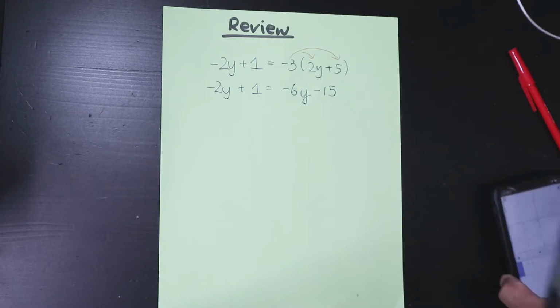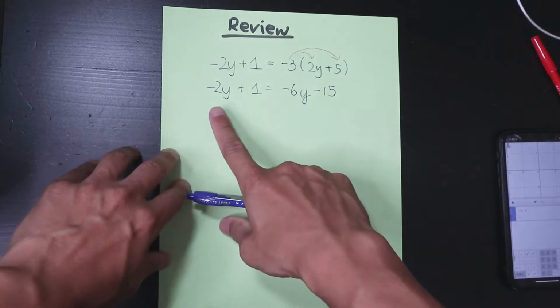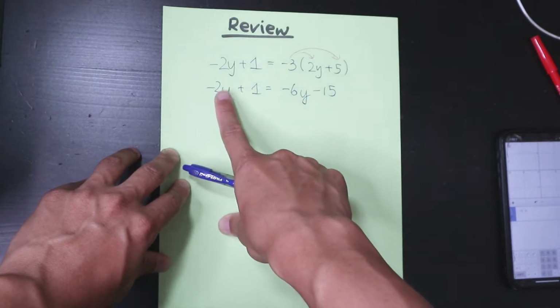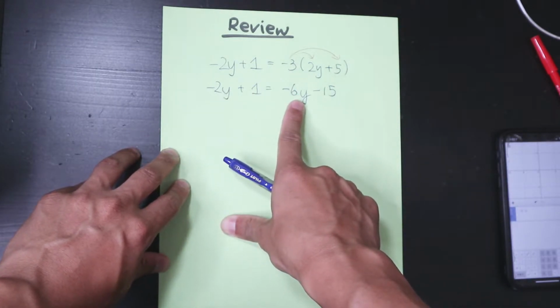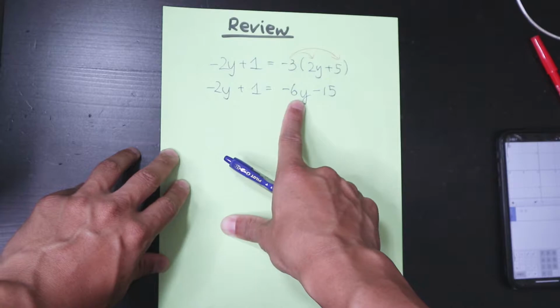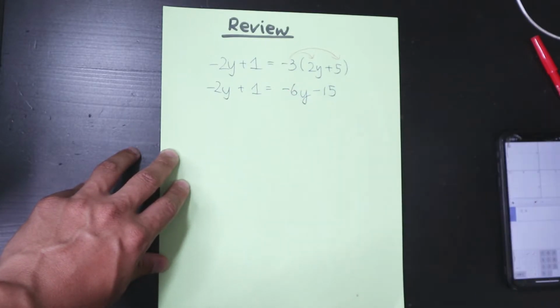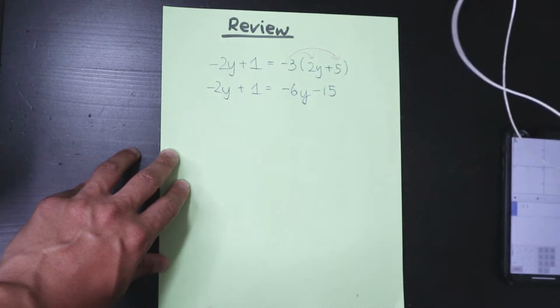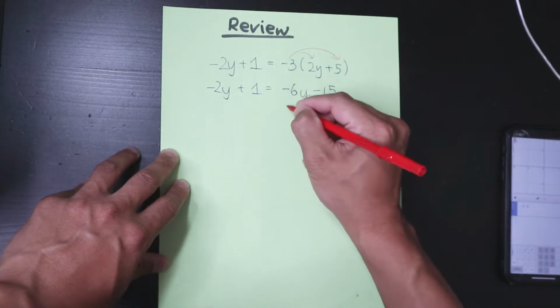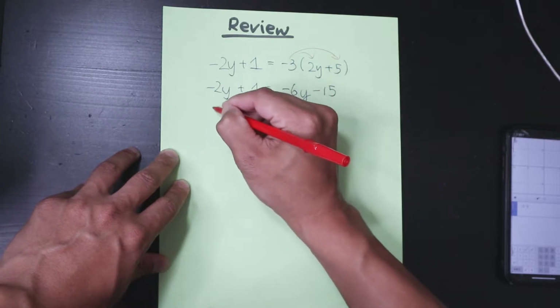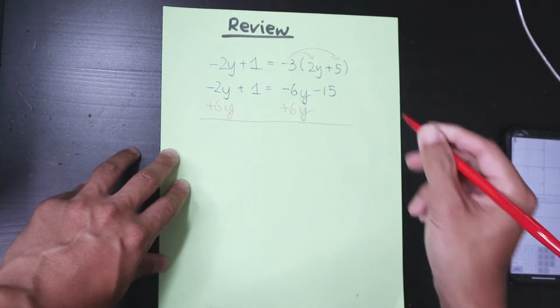Then after that, previously we talked about how between the negative 2y and the negative 6y, we want to get rid of the smaller one. So between the number negative 2 and the number negative 6, we're going to get rid of negative 6 by adding 6 on both sides. So actually it's plus 6y and plus 6y on both sides like this.